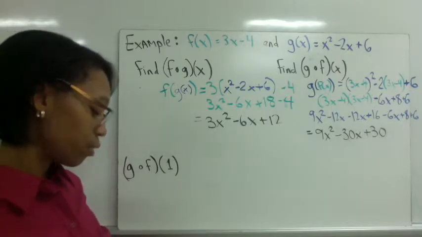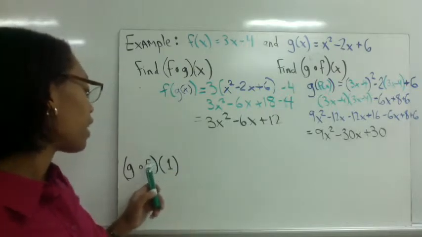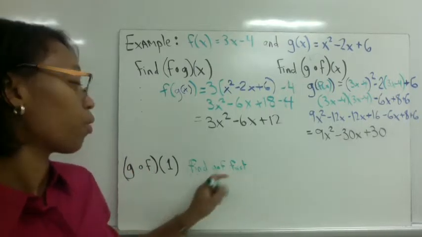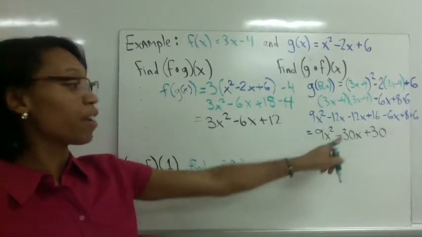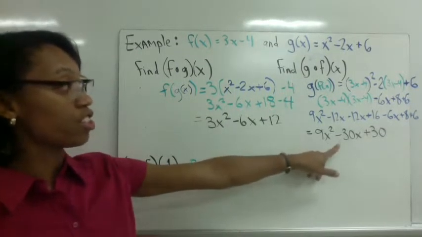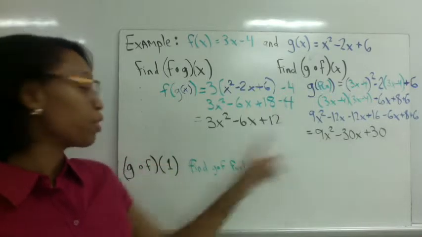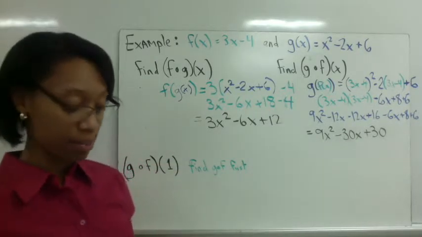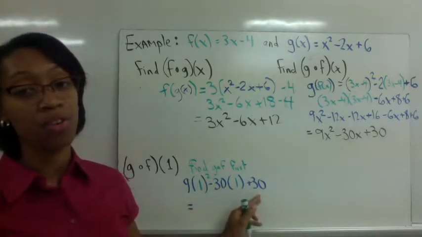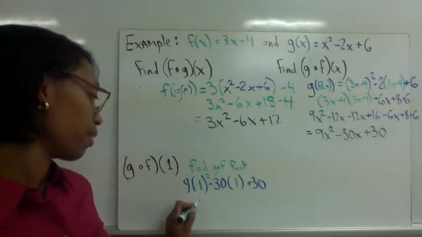And now let's see if we can evaluate f of g of x at 1. There's two ways to do it. We could find g of f first. And since we already have g of f right here, that's probably the easiest way to go. We can just take this g of f that we already have and substitute the value 1 in for x. 9 times 1 squared minus 30 times 1 plus 30 gives us 9.